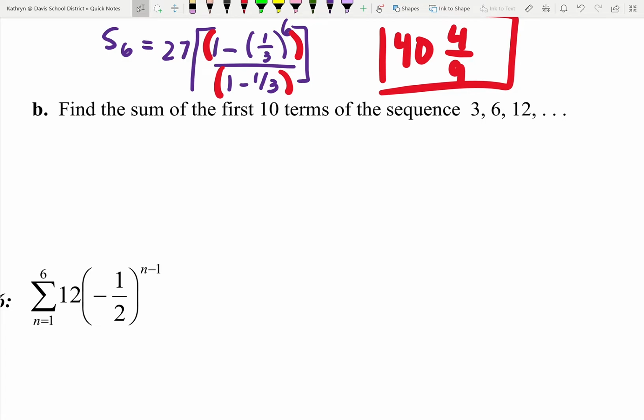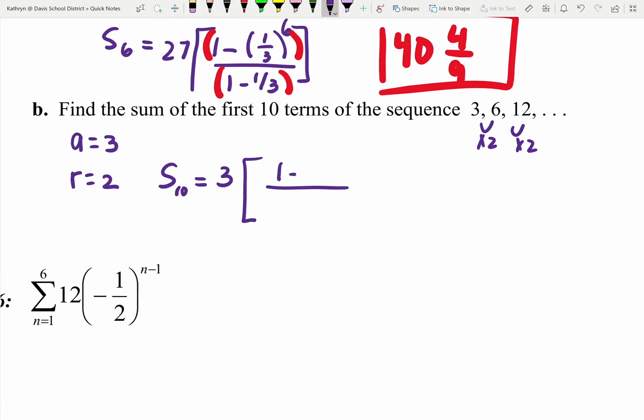You guys, I can see that this is geometric because 3 times 2 is 6, 6 times 2 is 12. So I know that my A is a 3, and I know my R is a 2. So this S sub 10 is the first term, which is a 3, bracket, 1 minus 2 raised to the 10th over 1 minus 2. Now, I didn't put parentheses around the 2. You don't have to put parentheses in this scenario.